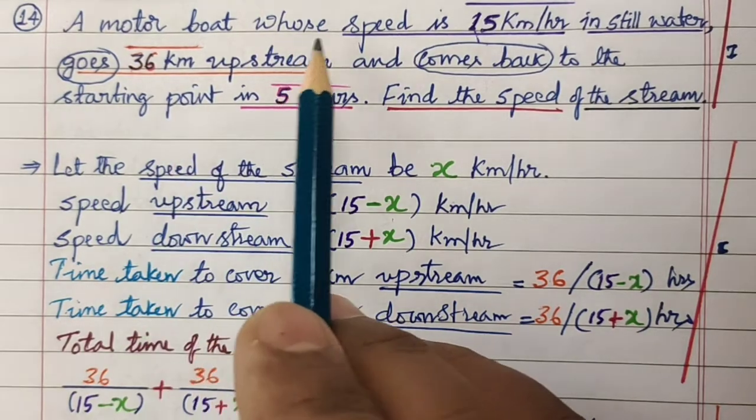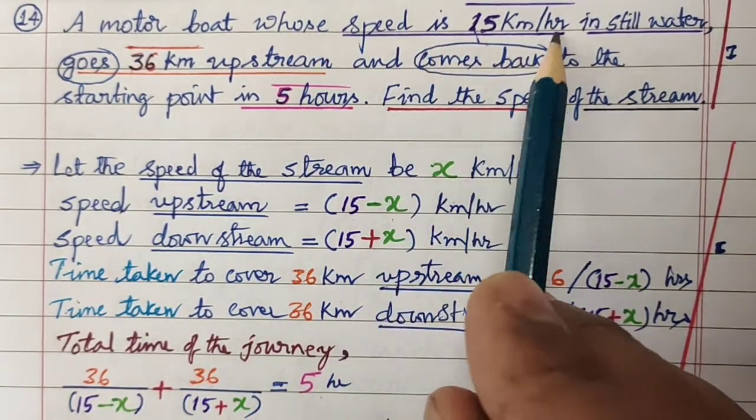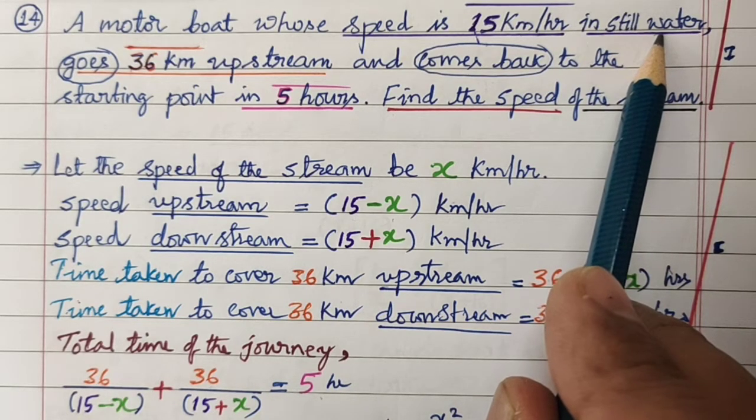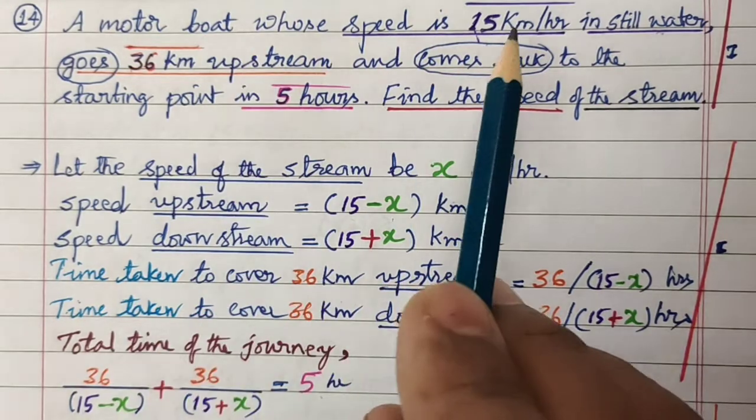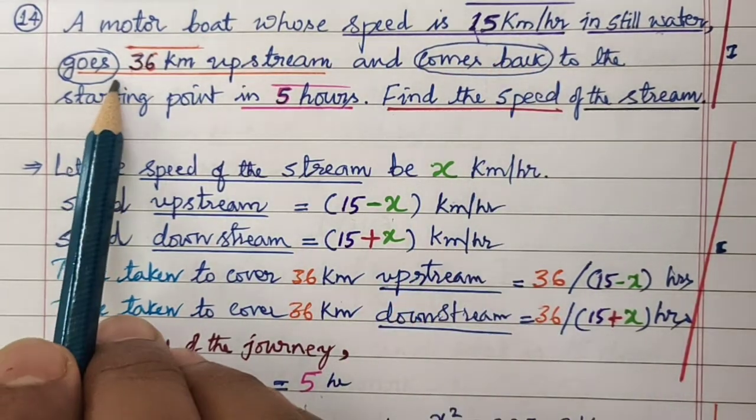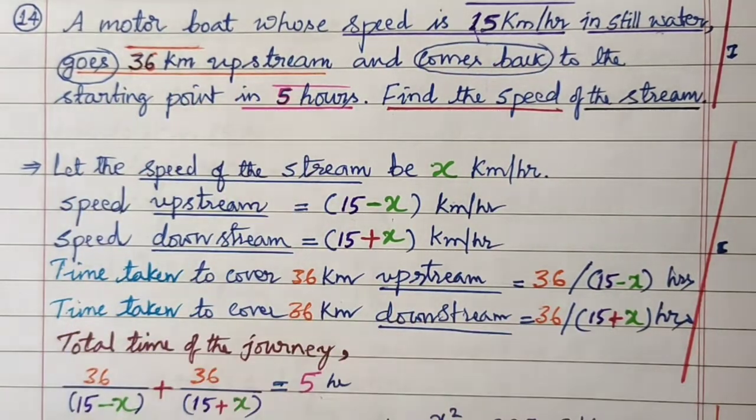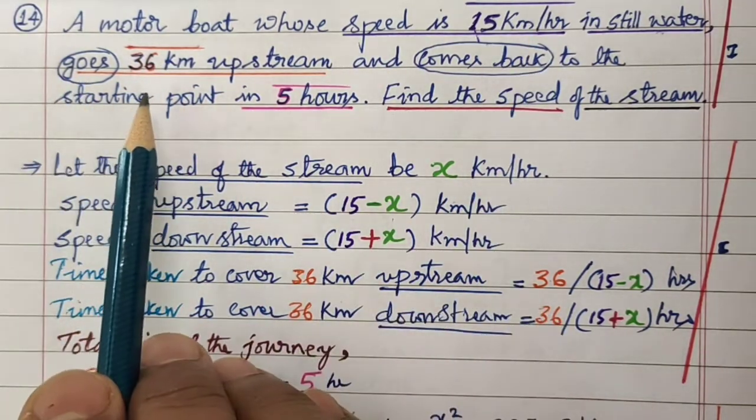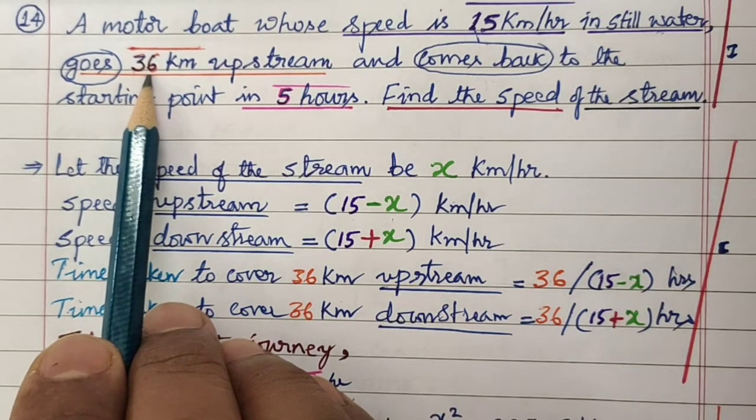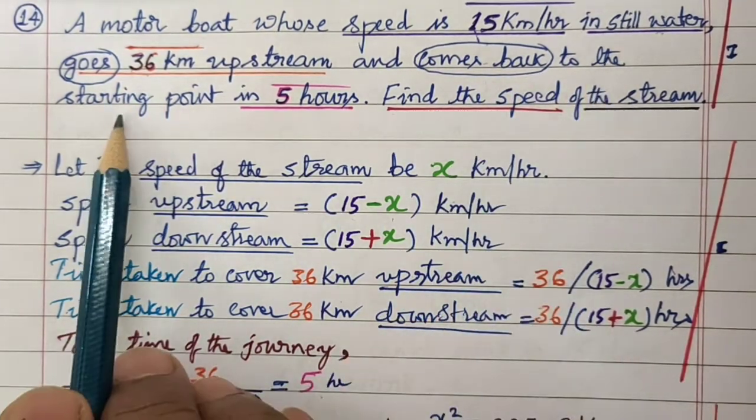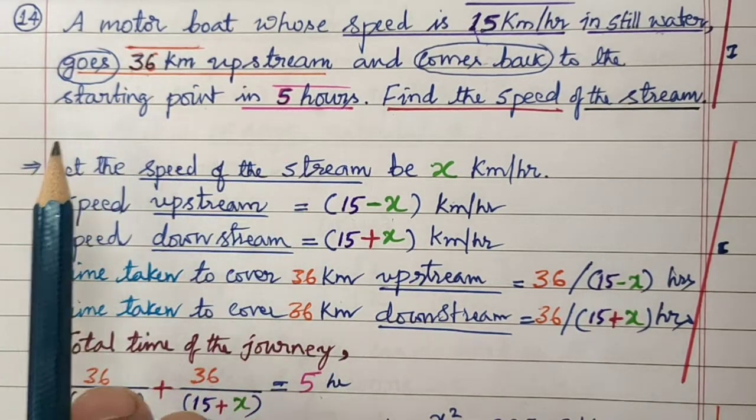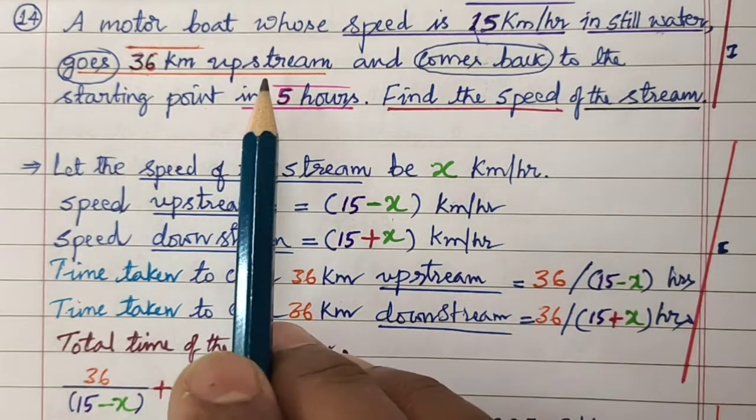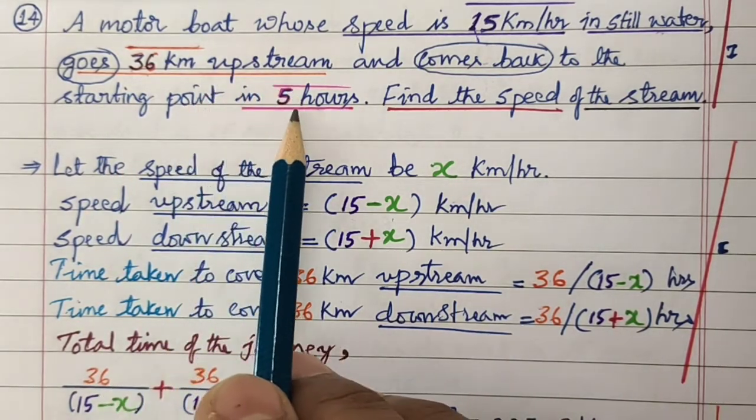A motor boat whose speed is 15 kilometers per hour in still water, where the water is still, on that water the speed of the motor boat is 15 kilometers per hour, goes 36 kilometers upstream. It is going against the stream. It travels a distance of 36 kilometers and comes back to the starting point in 5 hours. It goes upstream 36 kilometers and comes back downstream 36 kilometers. Total time taken is 5 hours.